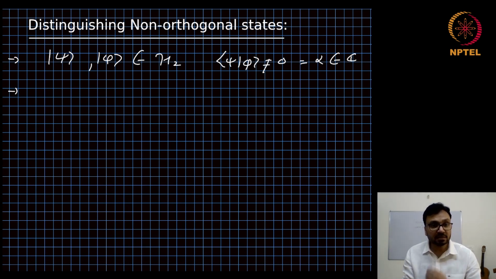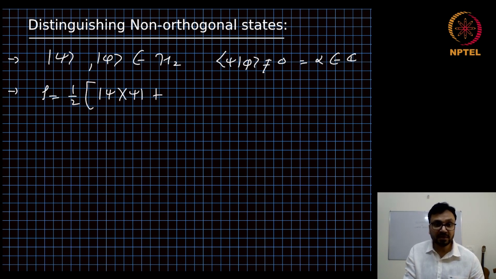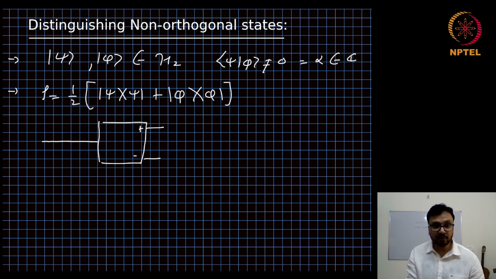So the state of the ensemble, which has a 50% probability of getting state psi and 50% phi, the initial state of that can be written as a mixed state, half times psi outer product psi plus half times phi outer product phi. This is the initial state of the ensemble. Now we need to find an experimental setup such that we perform a measurement and we get a click in the plus side or minus side, and by looking at those clicks we can tell whether it's a state psi or phi.